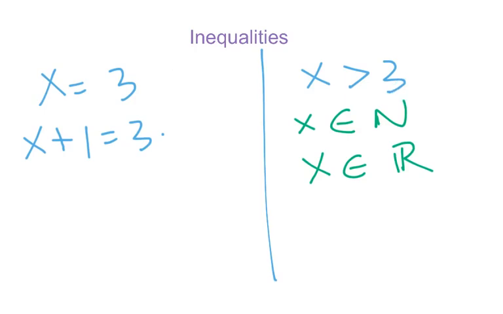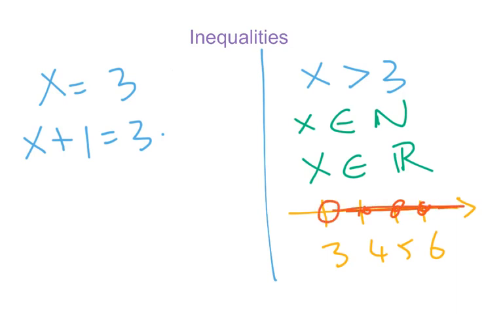And the way they're actually plotted out, if I have 3 here, 4, 5, 6, an arrow here. If x is a natural number, I'm just going to have a circle around here, here, here, and so on. But if x is a real number, like here, then I'm going to have this circle around here, and I'm going to have a solid line going this way, indicating that everything on this line is going to be included. Okay, so that's a little introduction to inequalities.